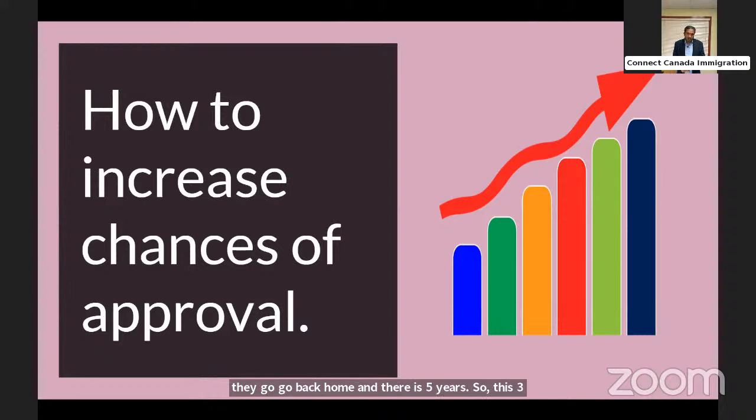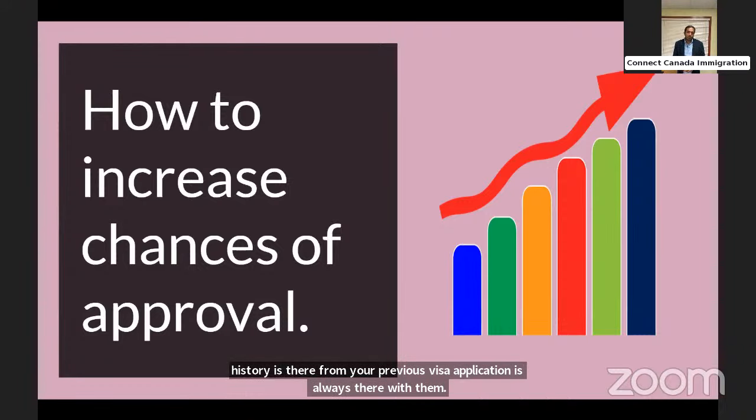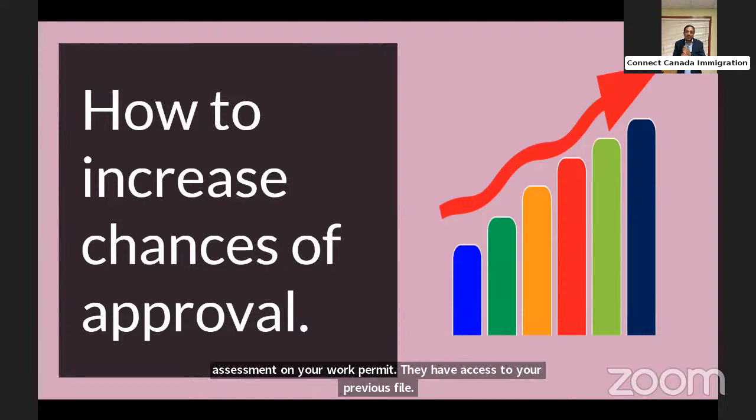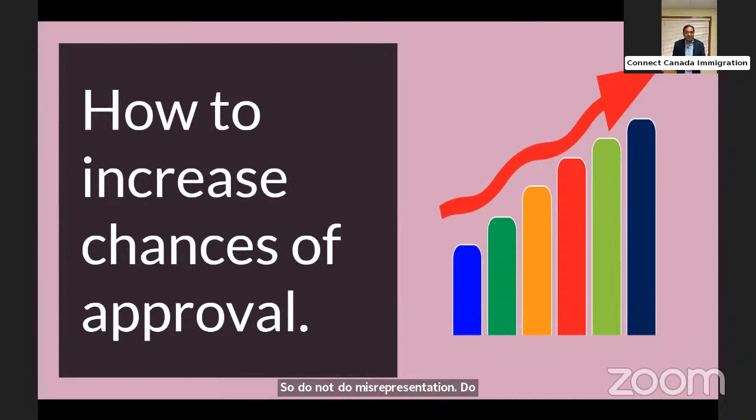I want you to be aware, whatever your immigration history is from your previous visa application is always there with them. The immigration officer who is going to do the assessment on your work permit has access to your previous file. So do not do misrepresentation. Do not lie to immigration. They know every single thing before they make a decision. So this is another thing. Be consistent with your previous application. First thing, related job offer. Second thing, be consistent with your previous application. Do not misrepresent. That's the third thing.